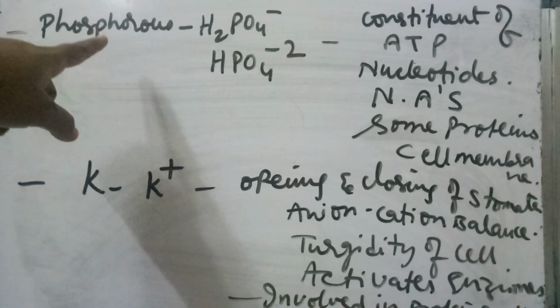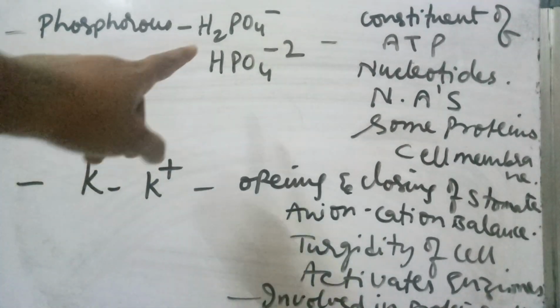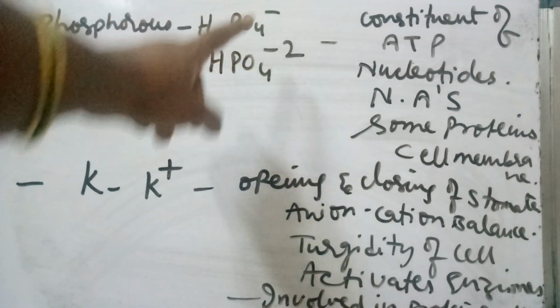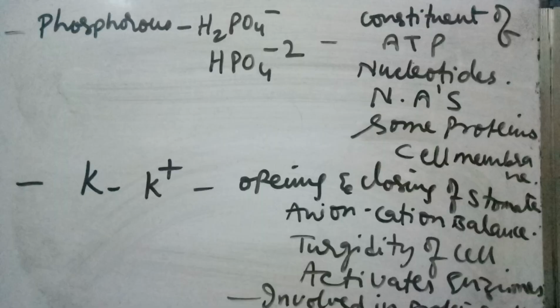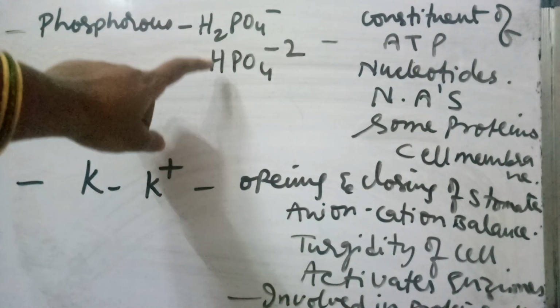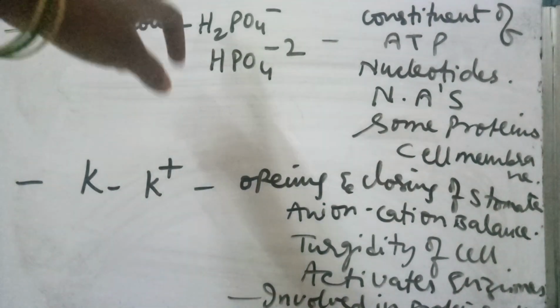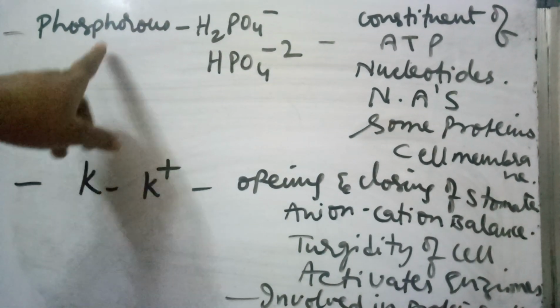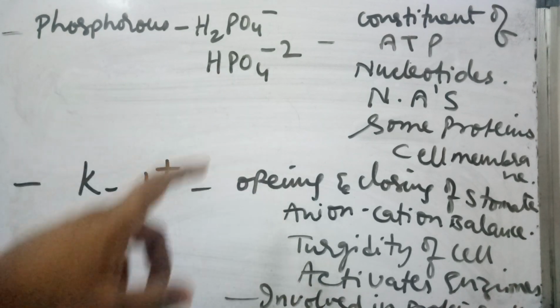Next, coming to phosphorus. Phosphorus will be absorbed in the form of H2PO4- and HPO4-2, which are a monovalent anion and a bivalent anion. So phosphorus is absorbed in the form of anions.